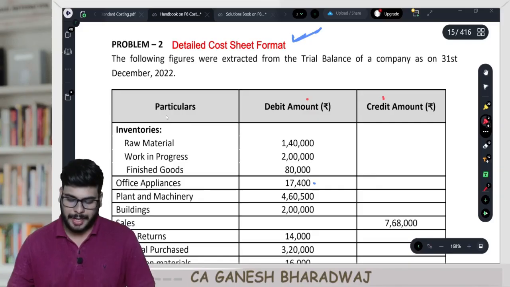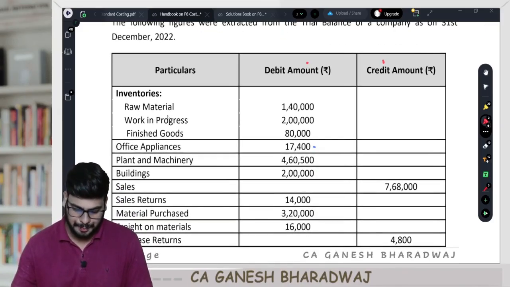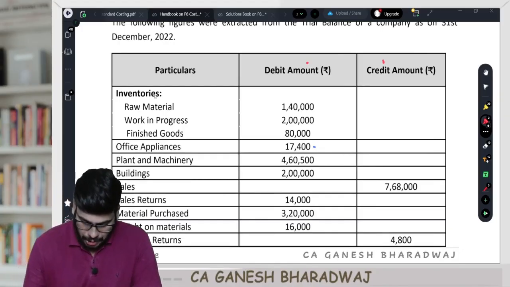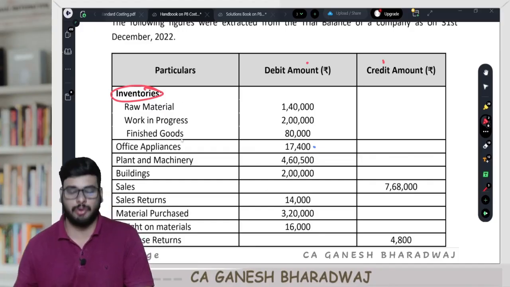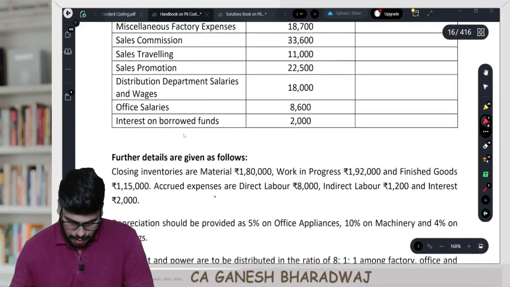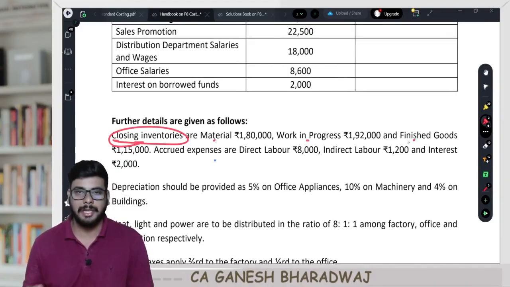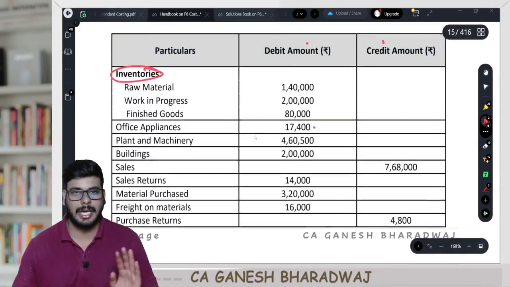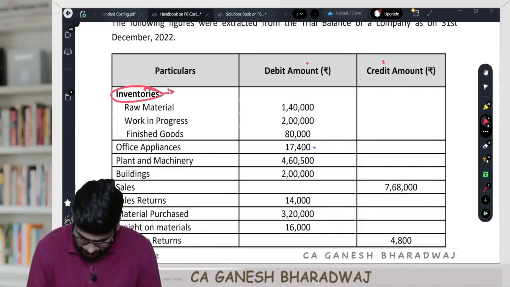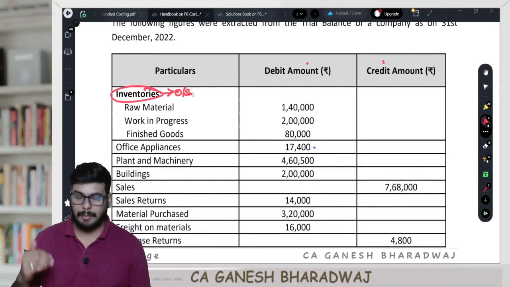The following figures were extracted from the trial balance of a company as on 31st of December 2022. Now they have given the opening stock of inventories. Sir, how do you know? They have just given inventories. How do you know it's opening stock? Very simple. The closing inventories, additional details, closing inventories of material, WIP and FG are given. So clearly when this is closing inventories, this has to be opening inventories. Are you clear with this? That's all. So first they have given what? Opening stock details of opening stock of raw material, WIP and FG.